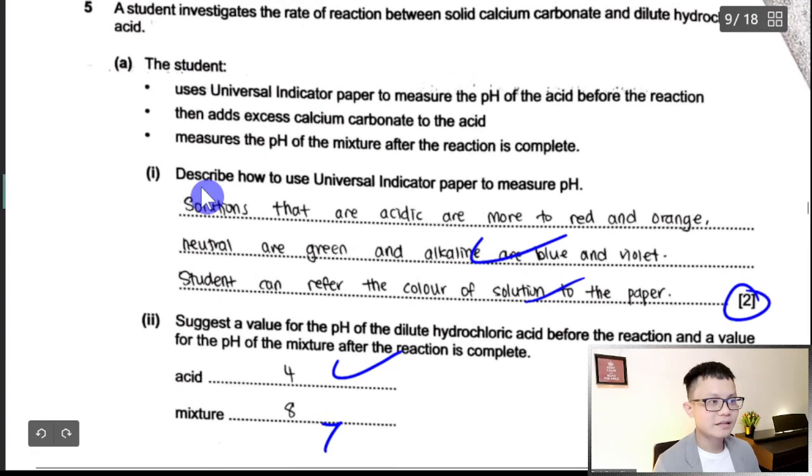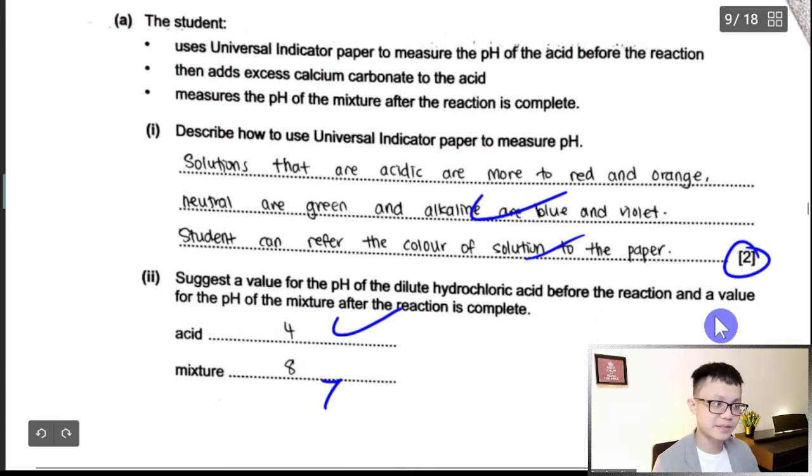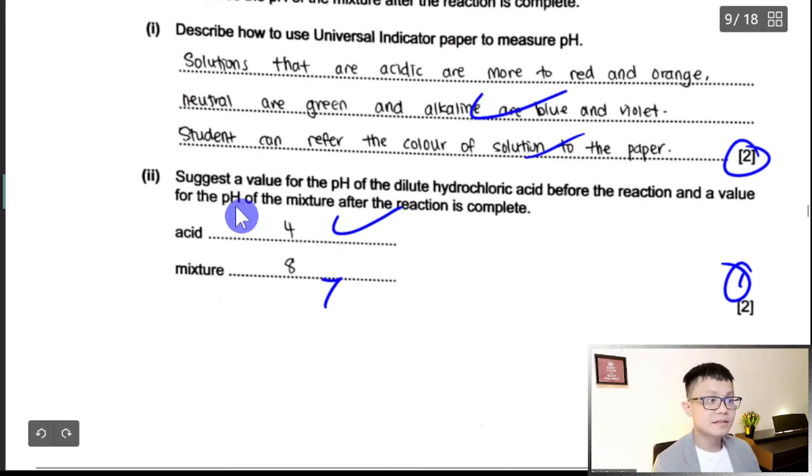Describe how universal indicator. Okay, this one you need to know lah. Universal indicator usually for acidic is red to orange. Then neutral will be towards green. And if it's towards alkaline will be blue, and then even purple. So if you know this, then you just explain it in words. Suggest the pH value in the dilute hydrochloric acid before the reaction and the pH value in the mixture when the reaction is complete. So acidic will be 4, mixture will be 7. So you will get 1 mark.